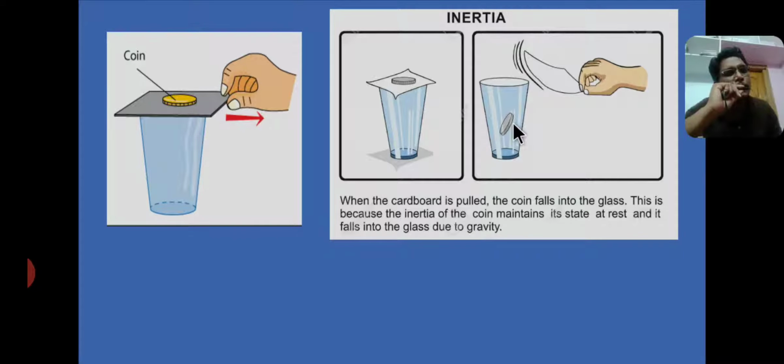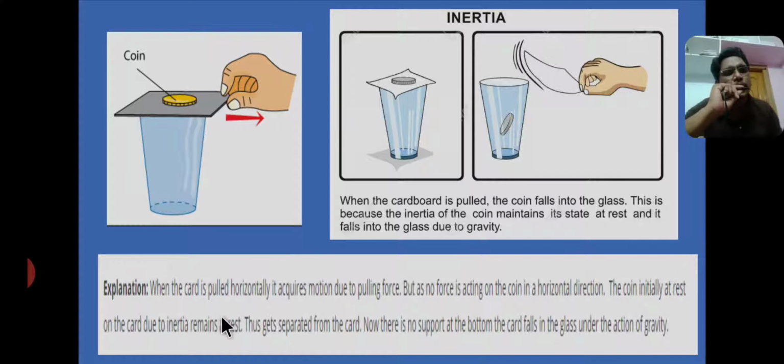Why? This is because the inertia of the coin maintains its state at rest and it falls into the glass due to gravity. When I pull the cardboard, the coin falls into the glass because here the inertia is acting on that coin. Okay, is it clear?